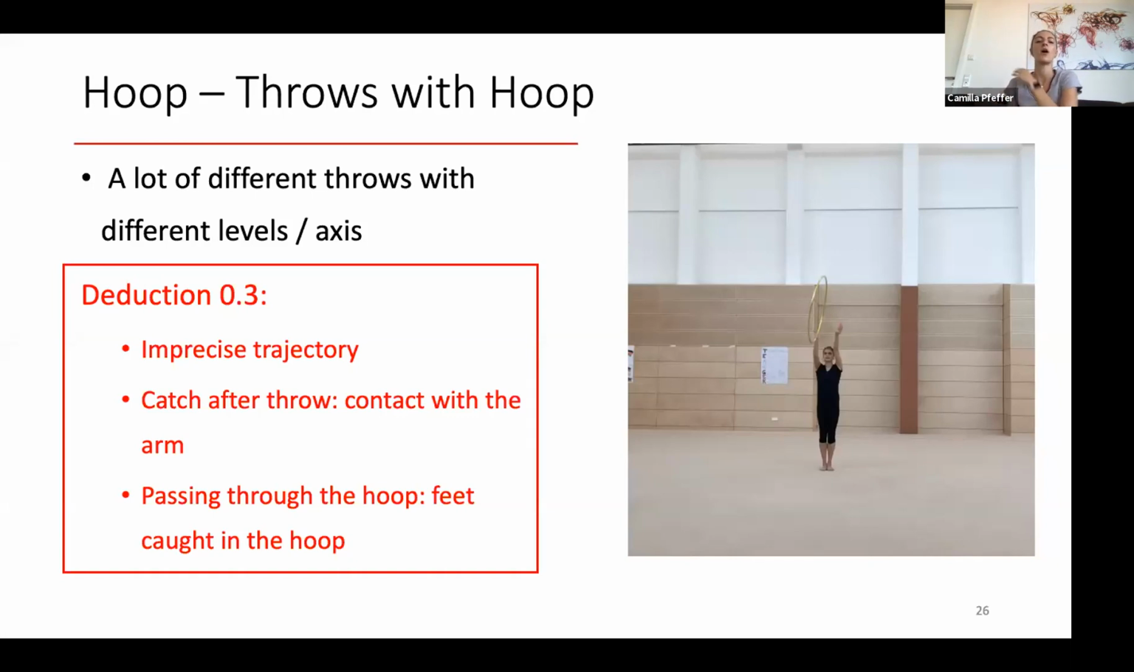Also, the gymnasts often catch their apparatus with contact with the arm. It's also a deduction of 0.3, and it happens very fast. So be very careful here, especially if they are afraid in competitions and they want to do a safe catch. They will always take it with the arms, but they will only get deductions for everything and no points. And also here, often the hoop is caught with passing through the hoop. Be careful that you don't get caught in the hoop with your feet. It's all a deduction of 0.3 and it's a lot.